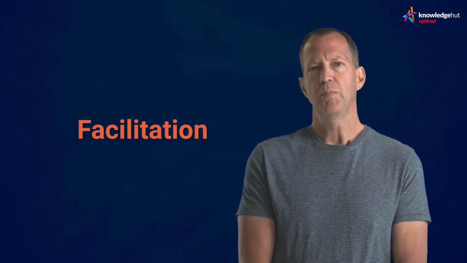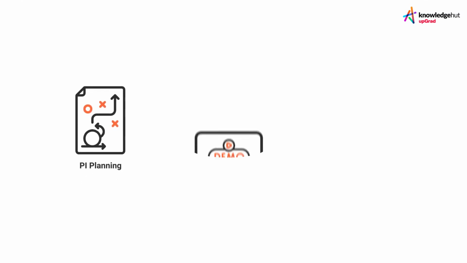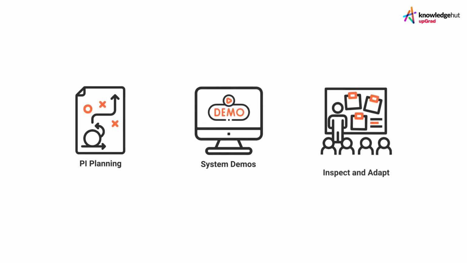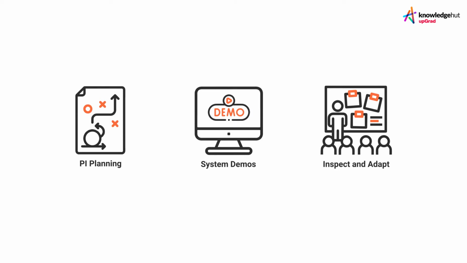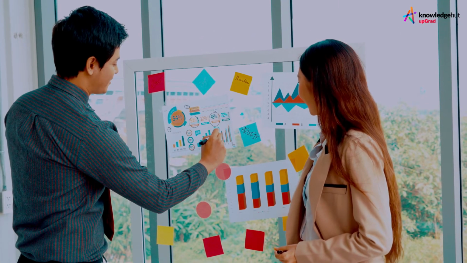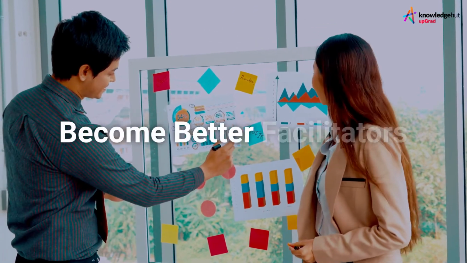So let's talk about facilitation. Obviously, you're going to be a key person or the chief facilitator for many of the SAFe events: PI planning, system demos, the Inspect and Adapt workshop, and so forth. You're also going to work with your Scrum Masters, helping teach them how to become better facilitators with their team, in their team context.